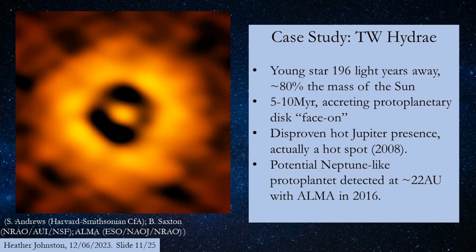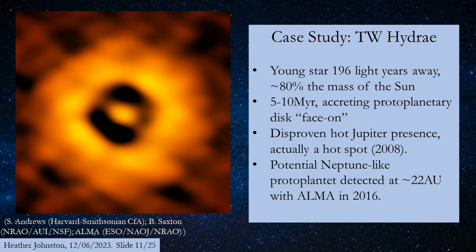So you can kind of see how hard it is to be able to observe these kinds of things, and that's even with the very lucky scenario that TW Hydra is observed face-on. So it means that we can see the star in it, and we can see the disk surrounding it, rather than it being flipped sort of flat.